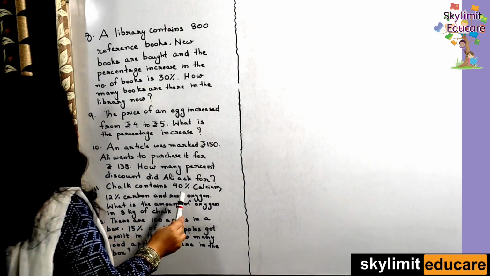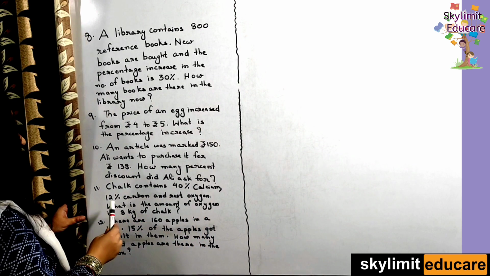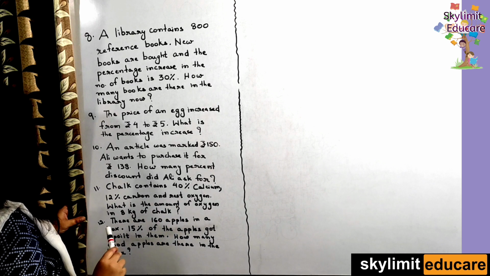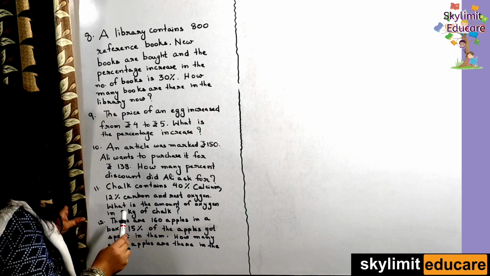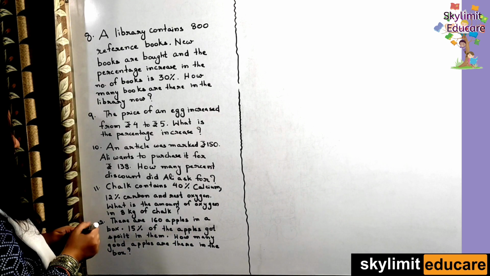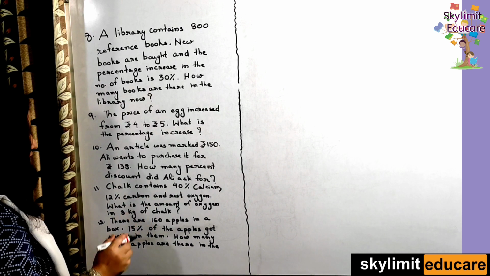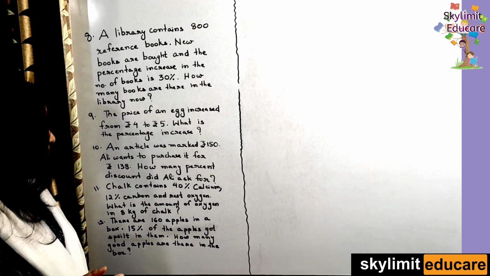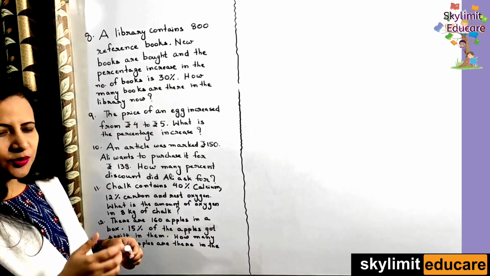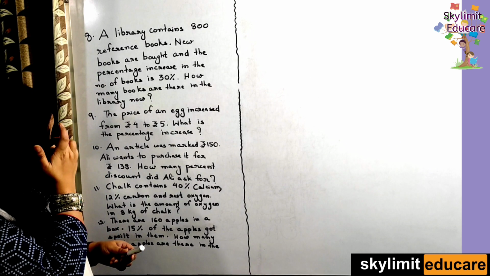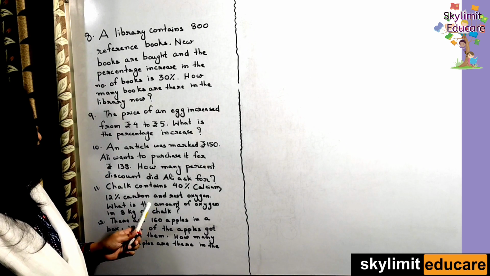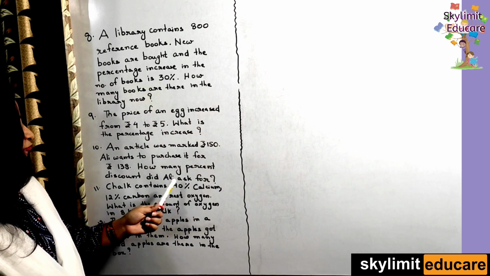Chalk contains 40% calcium, 12% carbon and the rest oxygen. What is the amount of oxygen in 8 kilogram of chalk? Okay, we know what chalk is, yes or no? Chalk is being used in our schools to write on the blackboard. So the percentage of certain elements present in the chalk is given. That means there is 40% of calcium.